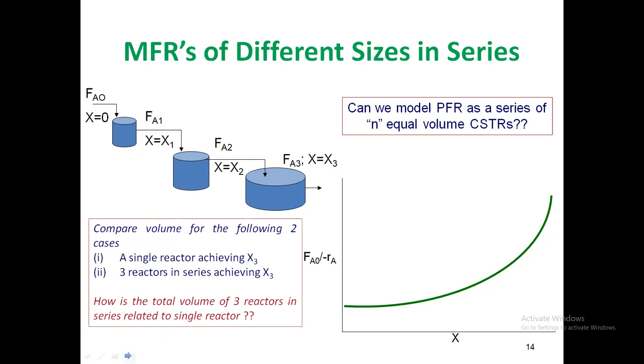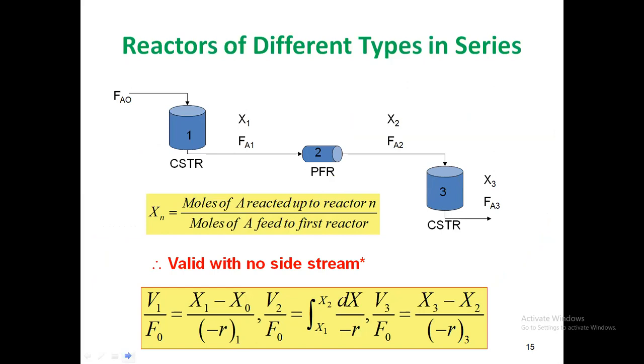Okay, now we proceed. It could also be that you can have CSTRs in series equal in size, or CSTRs in series not equal in size. You can have PFRs in series. We have discussed this. They behave as one PFR with volume equal to the sum of the volumes of the individual PFRs. Now this time we go to reactors of different types in series, different sizes, different types.